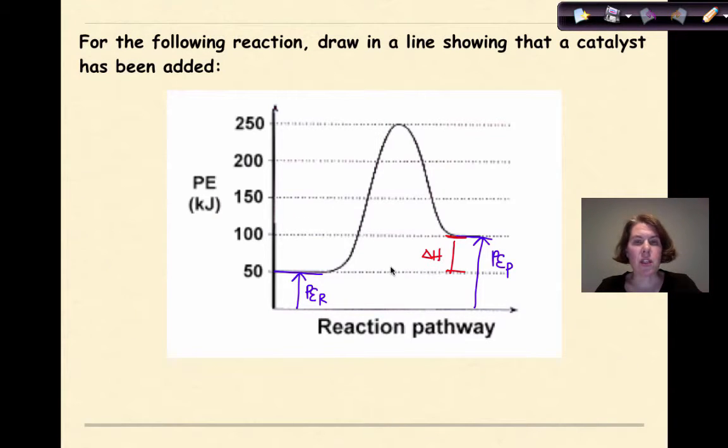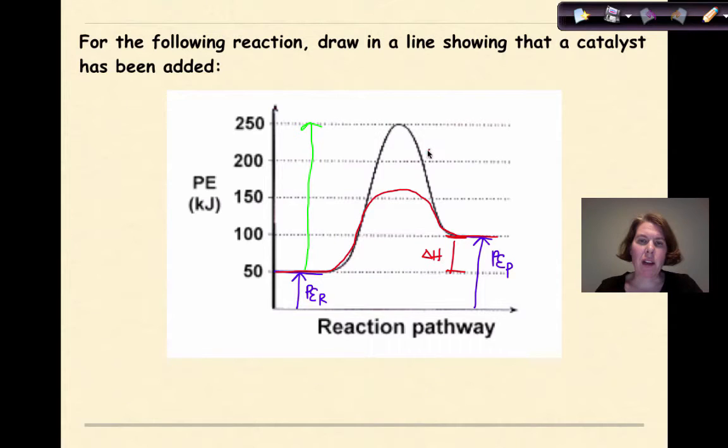Initially, when we look at this, we have an initial activation energy that goes all the way to the top. It goes from 50 to 250. What a catalyst is going to do is basically lower that activation energy. So when you draw on a line, you want to start at the same level as your potential energy of your reactants, follow it up, go up with a little bit of a bump just to show that it's decreased, and then go back down and follow through.